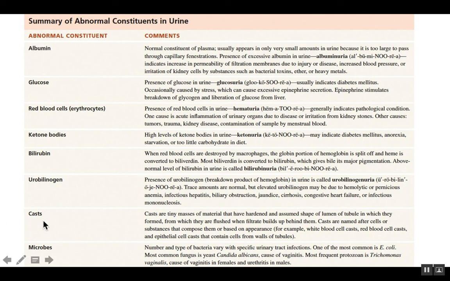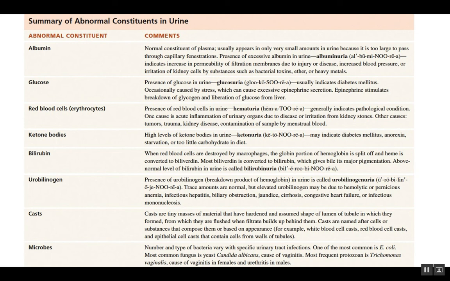The last couple things I want to mention, casts, we don't hear too much about those. Those are little masses of material that form in the tubules. So these are very, very tiny little masses. Sometimes it's the cells that kind of clump up and cause these little casts. But these are not kidney stones. Kidney stones are found first usually in that renal pelvis, and then sometimes they can be passed down the ureters and into the bladder. And then finally, shouldn't be microbes in urine.